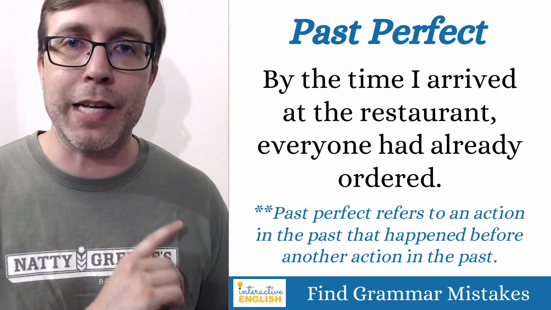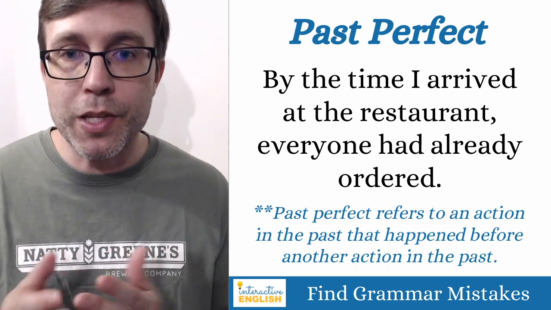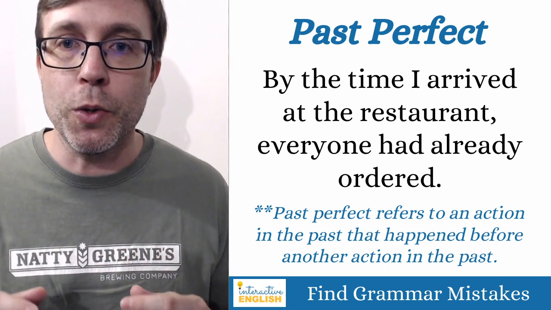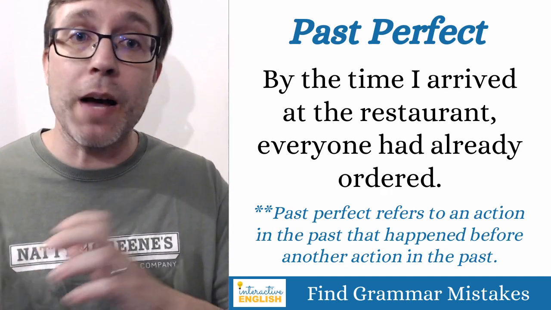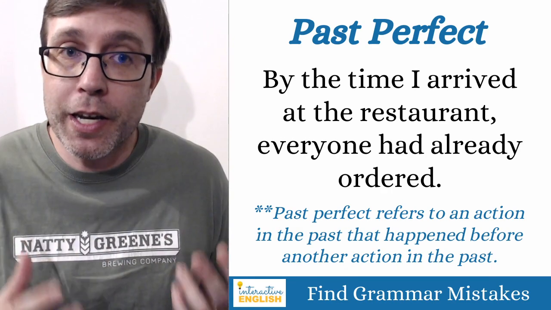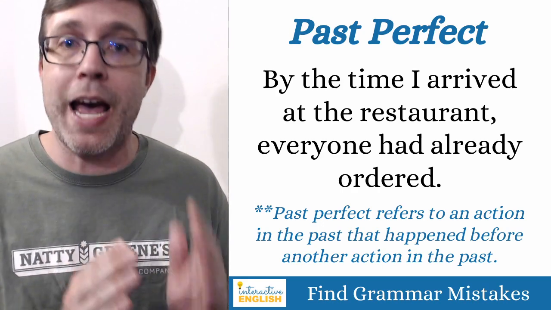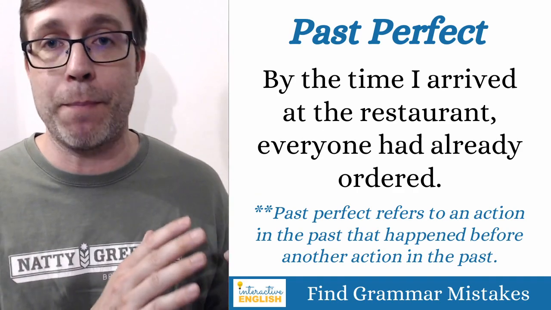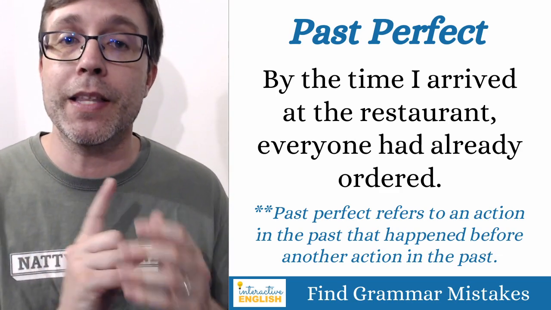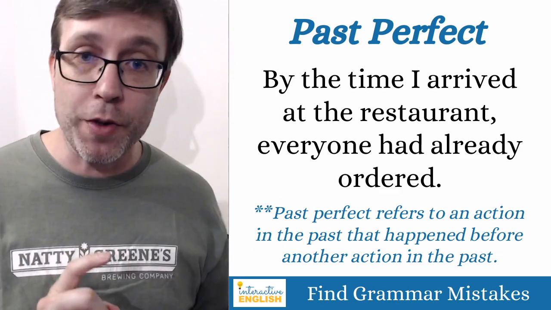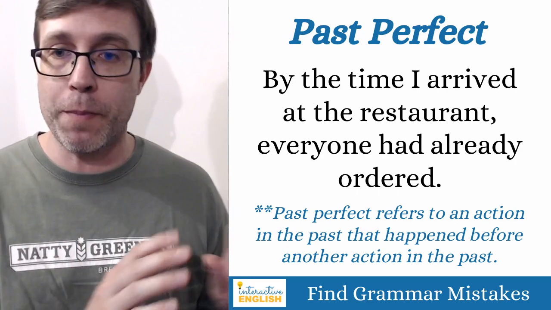And I'll link the lesson in just a second, but this is what it means, the past perfect, because we use this verb tense to refer to an action in the past that happened before some other action in the past. So you're talking about two actions in the past or two events, and you're basically saying that one happened before this one, but both of them happened in the past. Because I say, by the time I arrived at the restaurant, all right, that is something that happened in the past. What happened before that? Everyone had already ordered, all right? That happened even further back in the past.